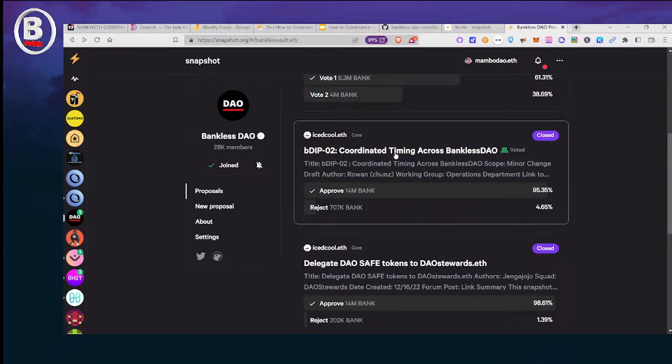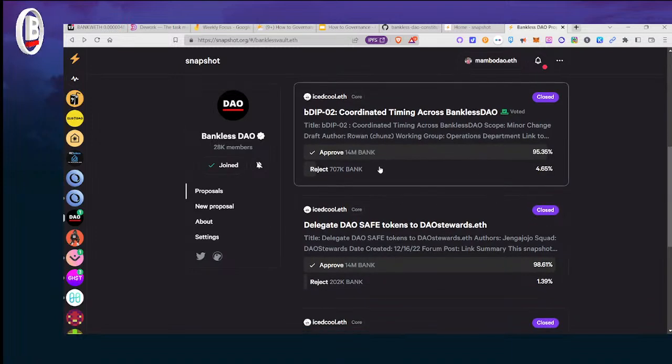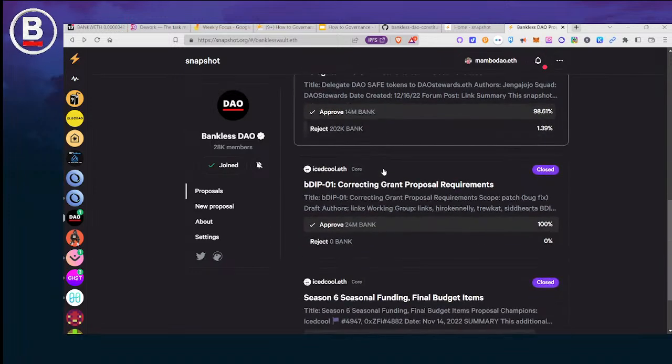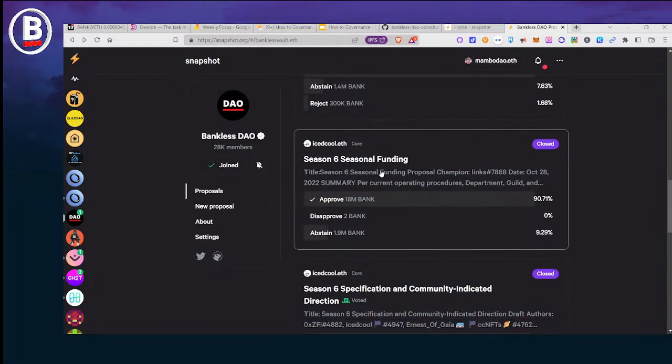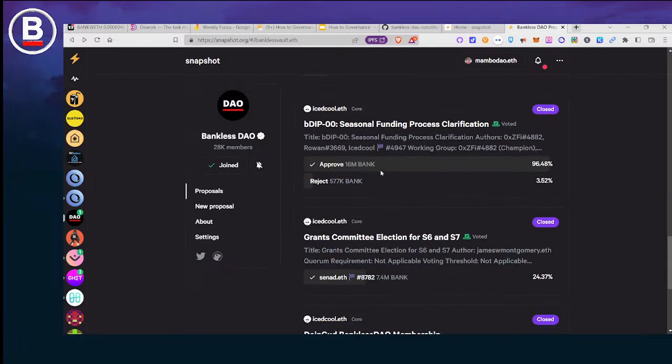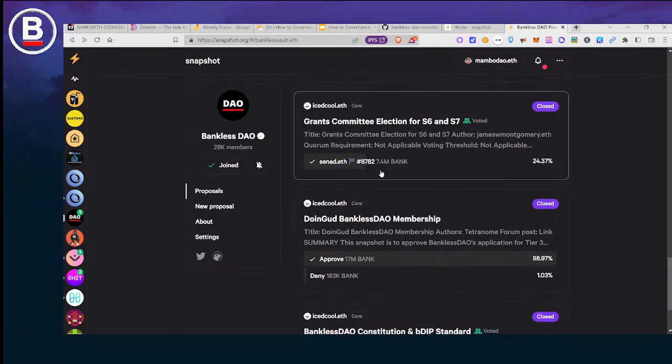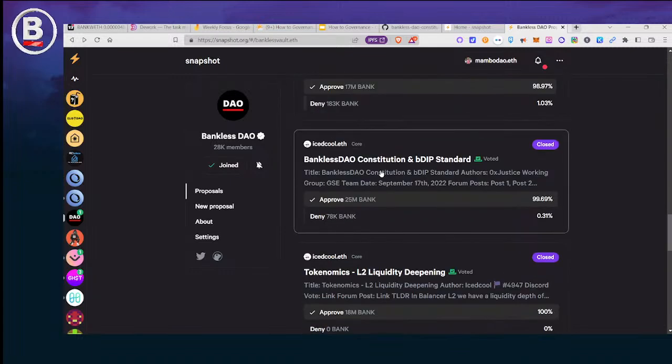So like we can see with BDIP number two about going to UTC timing, 14 million bank approved switching to UTC. I can't believe that there were some people that voted to reject UTC time. Trying to see, we don't really have any contentious votes that are split in half.